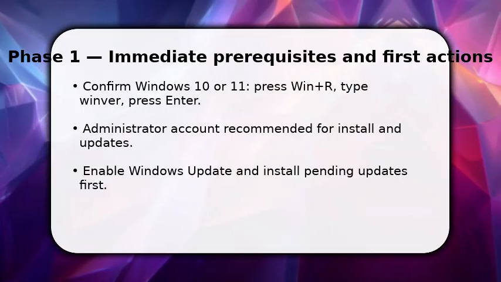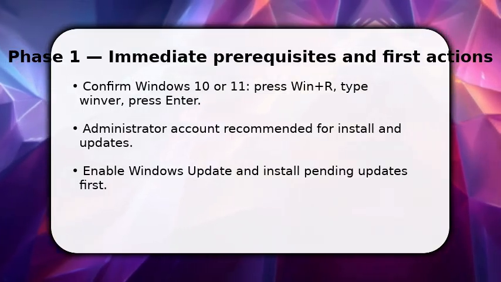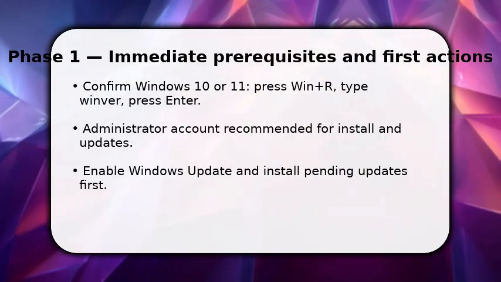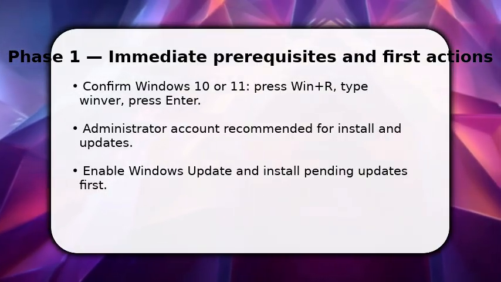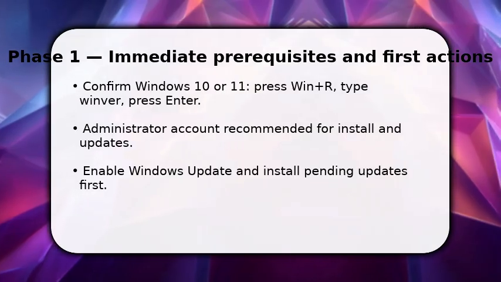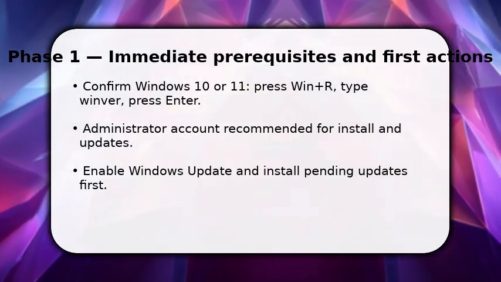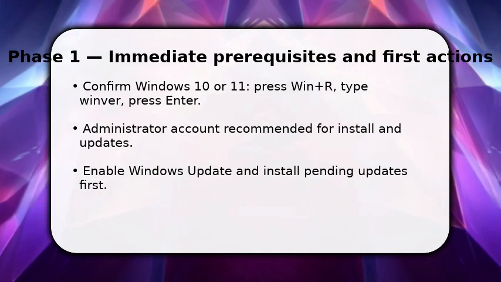Also, open Settings, go to Update, and install any pending Windows updates. This avoids missing components. Now you're ready to open PowerShell quickly. Move to the next step to choose the fastest, built-in method without extra downloads.